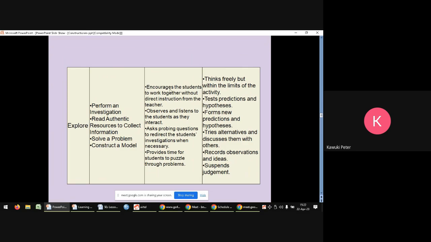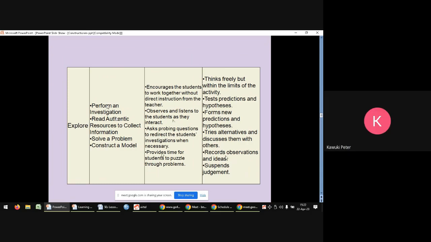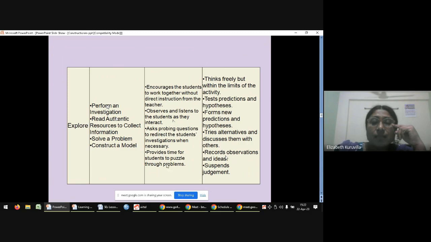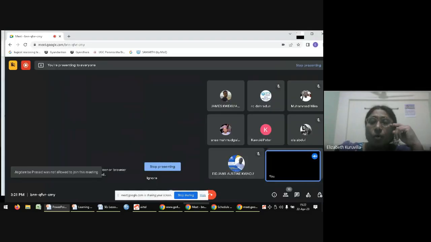What the teacher does: encourage the students to work together without direct instruction from the teacher, observes and listens to the students as they interact, asks probing questions to redirect the students' investigation when necessary, provides time for students to puzzle through problems. When coming to the student part, we can see that there are a lot of voices coming.